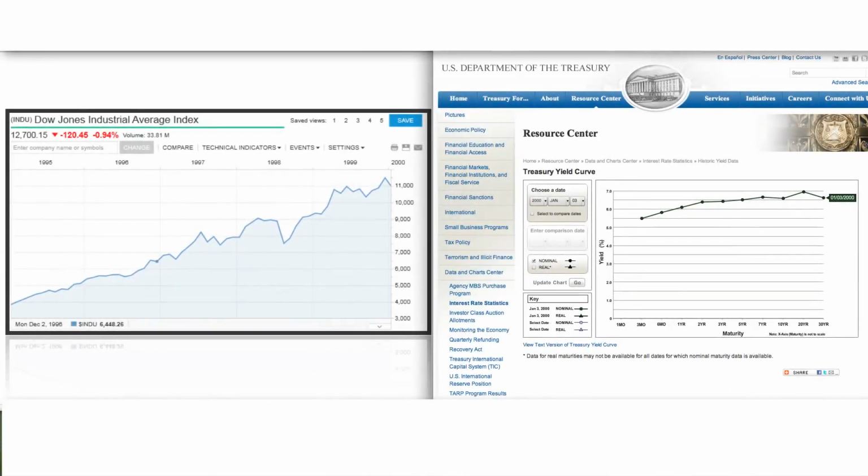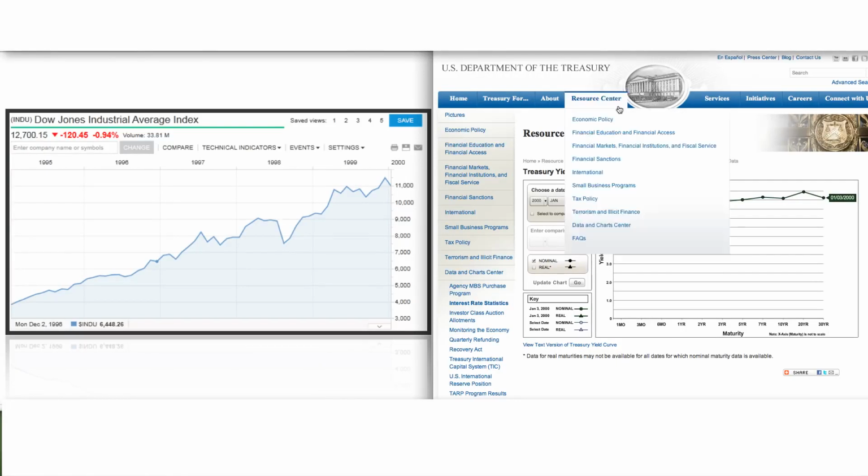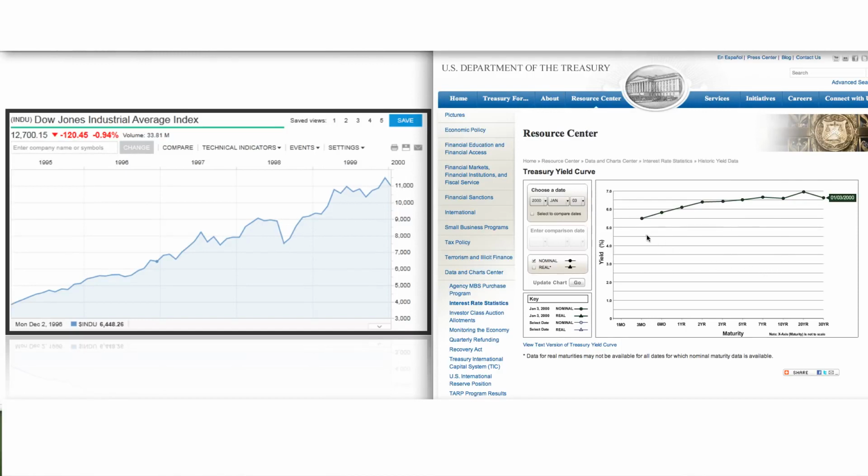As you can see, I've got the screen split in half here, and I have the U.S. Department of the Treasury pulled up on the right-hand side, and I have the Dow Jones from 1995 up to 2000. If you don't remember that era, during that time the economy was going through a boom due to the internet. At around 2000, we saw the peak of the internet bubble. Let's look at how the Treasury yield curve looked back at the beginning of 2000.